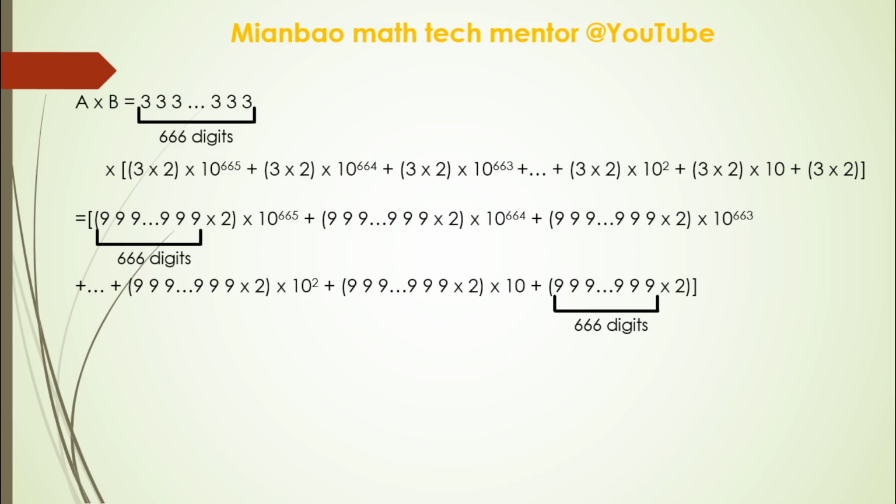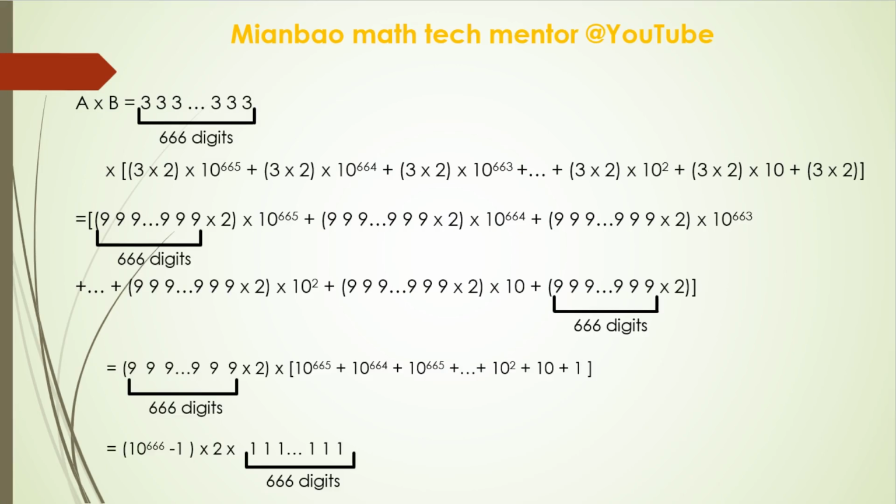Then, A times B equals 9, 9, 9, and so on, 9, 9, 9 times 2, for 10 to the certain power, and so on, where the number 9, 9, 9, and so on, 9, 9, 9 has 666 digits of number 9. Then, A times B equals 10 to the 666, minus 1, times 2, times 1, 1, 1, and so on, 1, 1, 1, where there are 666 digits of number 1.